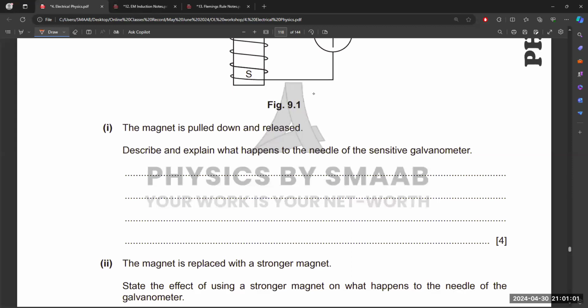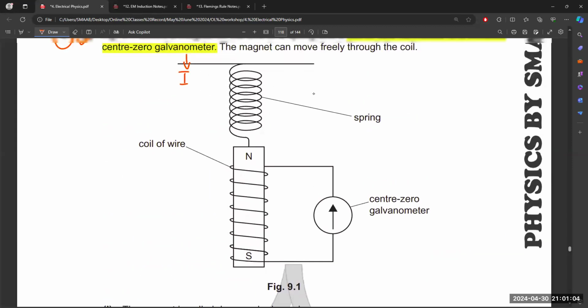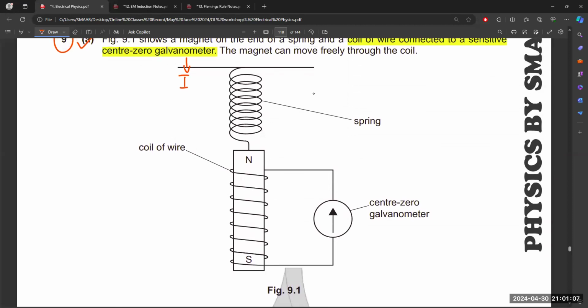Now the magnet is pulled down and released. So in the diagram, you can see there is a spring connected with the magnet. If you pull that magnet and then release it, it starts to oscillate like an oscillating body up and down. And definitely when it starts to oscillate, it continuously changes the magnetic field lines through the coil. And when there is a change in the magnetic field lines through the coil, the needle of the galvanometer also deflects to and fro because the magnet also starts to move up and down.